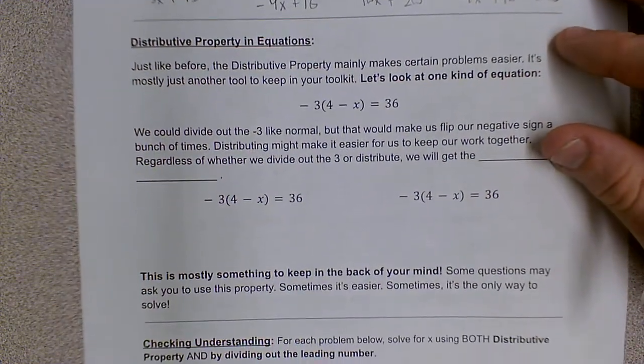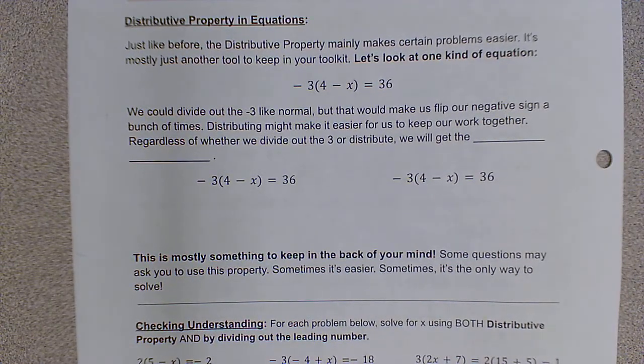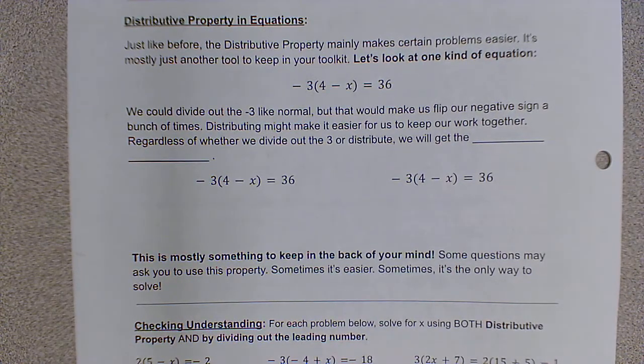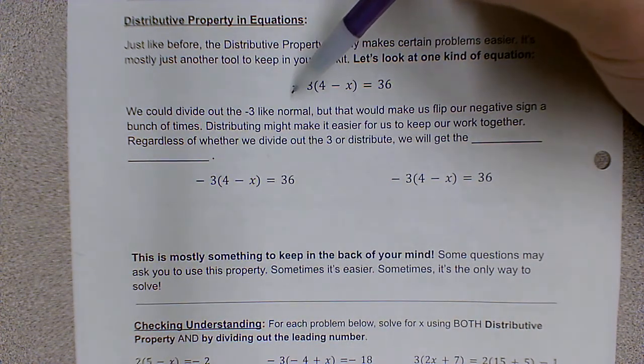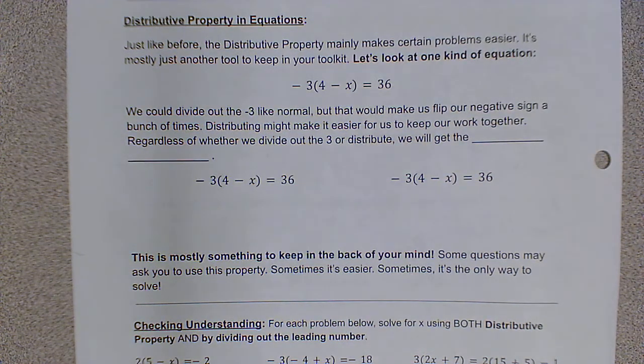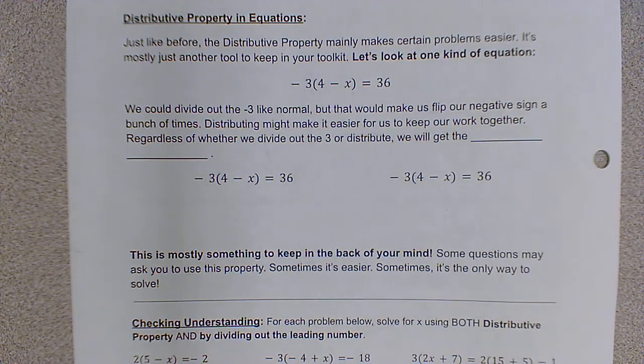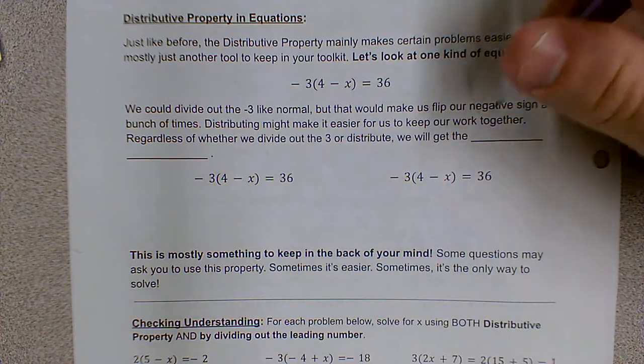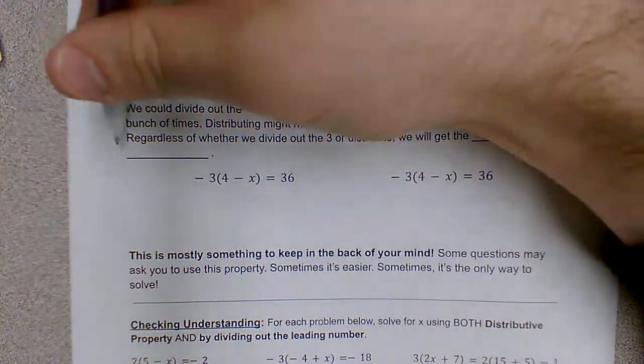Okay, let's look at the distributive property in equations. Just like before, the distributive property mainly makes certain problems easier. It's mostly just another tool to keep in your toolkit. Let's look at one kind of equation. This guy. We've done this before, but previously we divided both sides by negative 3. We can also distribute it. We could divide out the negative 3 like normal, but that would make us flip our negative signs a bunch of times. Distributing might make it easier for us to keep our work together. Regardless of whether we divide out the 3 or distribute, we will get the same answer.